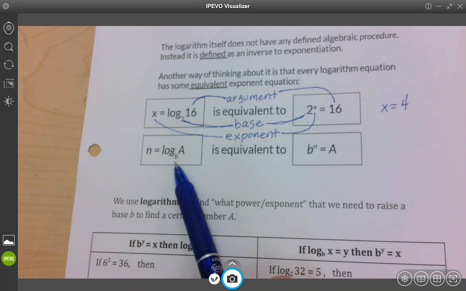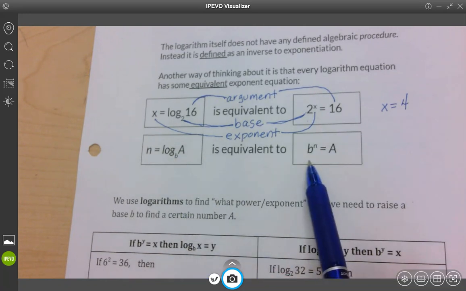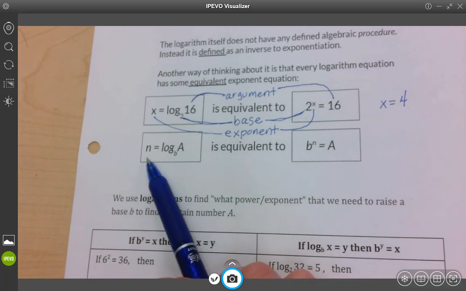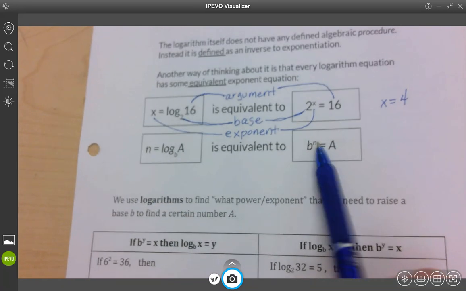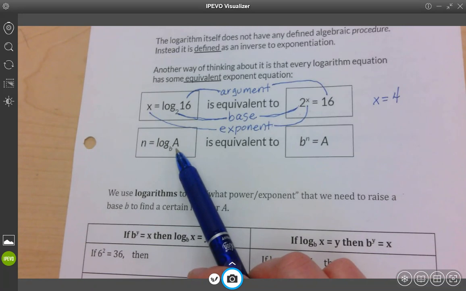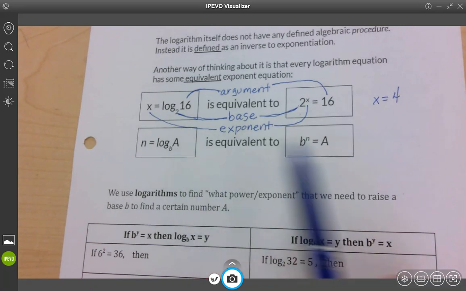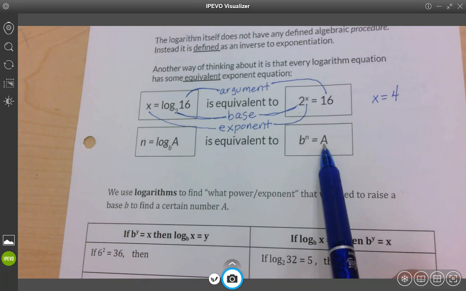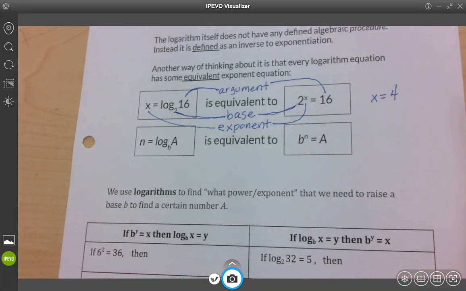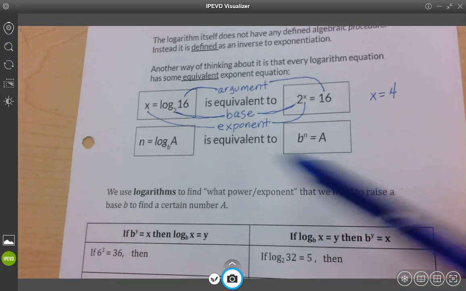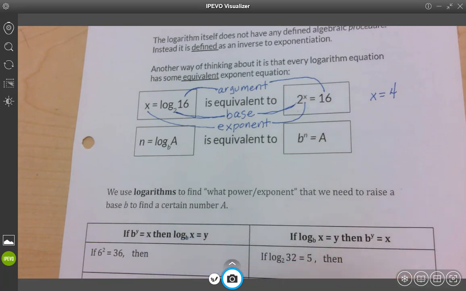All right. Here it is with variables. Okay, so whatever is the base of your logarithm is the base of your exponential. The answer to your logarithm is your exponent. And then the argument here that comes after log base b, that's over here. All right, so what we're going to do first is we're going to practice rewriting exponential equations as logarithmic equations and logarithmic equations as exponential equations.